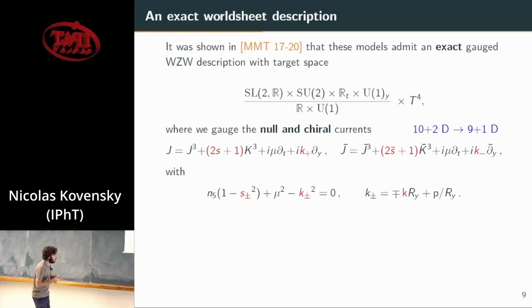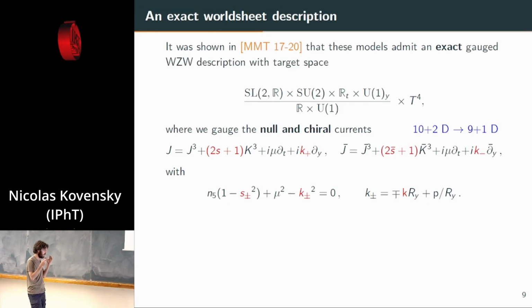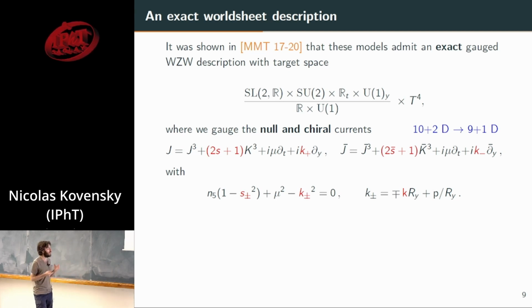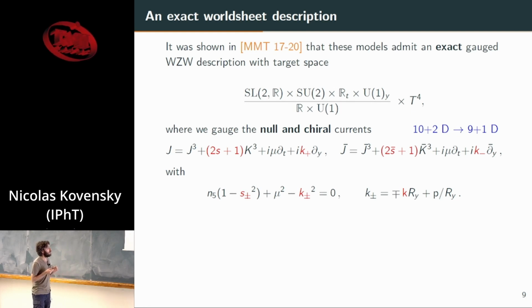Okay, so it was shown very recently, a couple of years ago, in a very nice series of papers, that this geometry can actually be understood directly from the worldsheets of strings, in terms of a gauged Wess-Zumino-Witten model, which is a coset theory where the target space is of this form. And the idea is that you start from a 12-dimensional geometry, which I will often call the upstairs geometry.